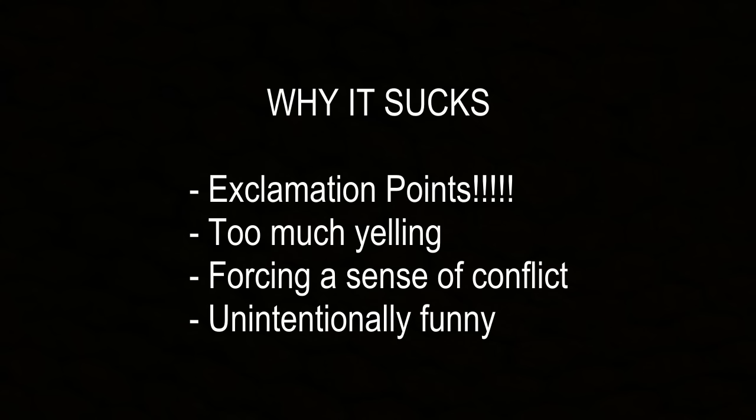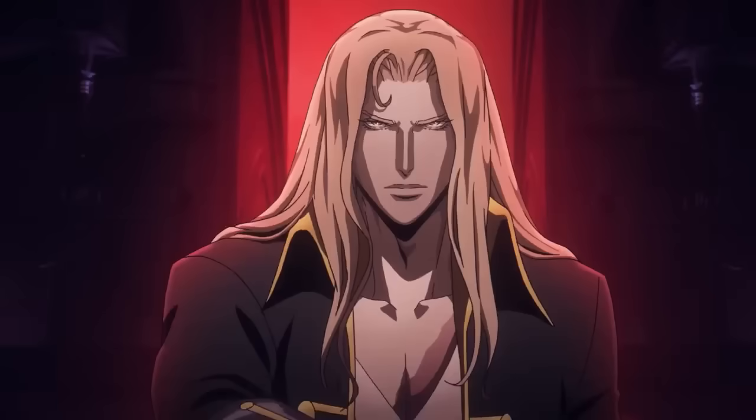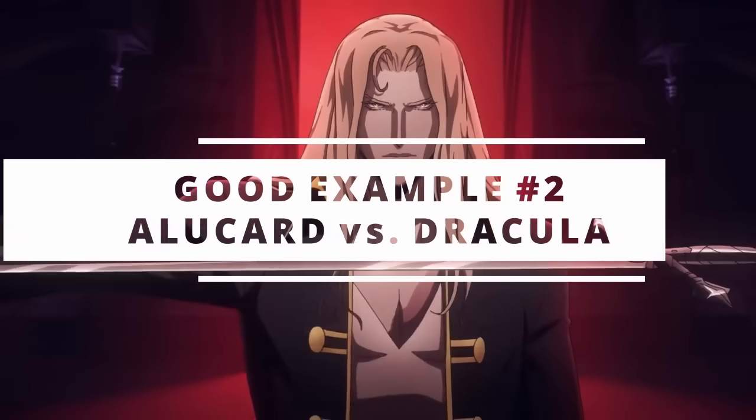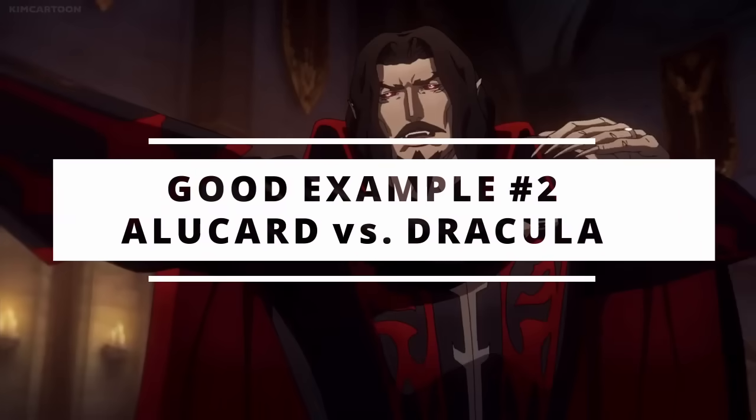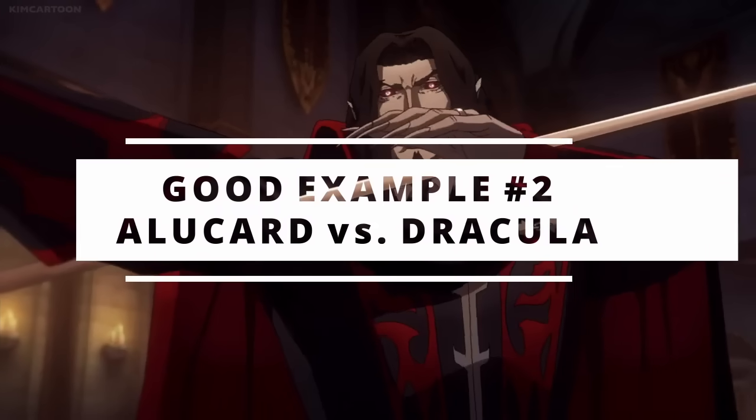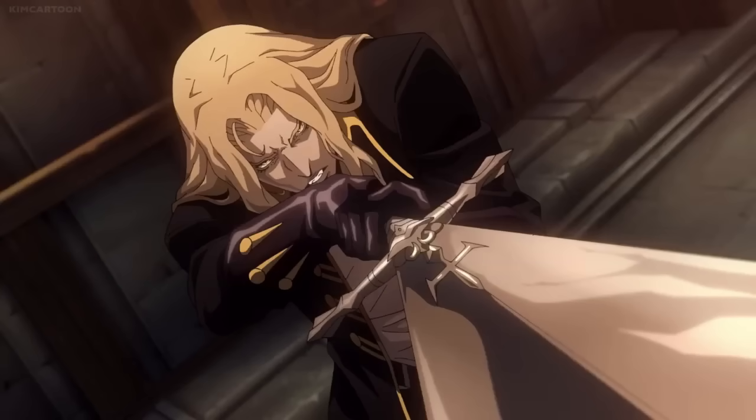Instead, try something like what the Castlevania Netflix series does in this next example. And it's a very similar scenario. We have Alucard, who is the son of Dracula, going into a confrontation with Dracula. And they're going to have a conversation here. Pay attention to how different it is from the first example I gave you.